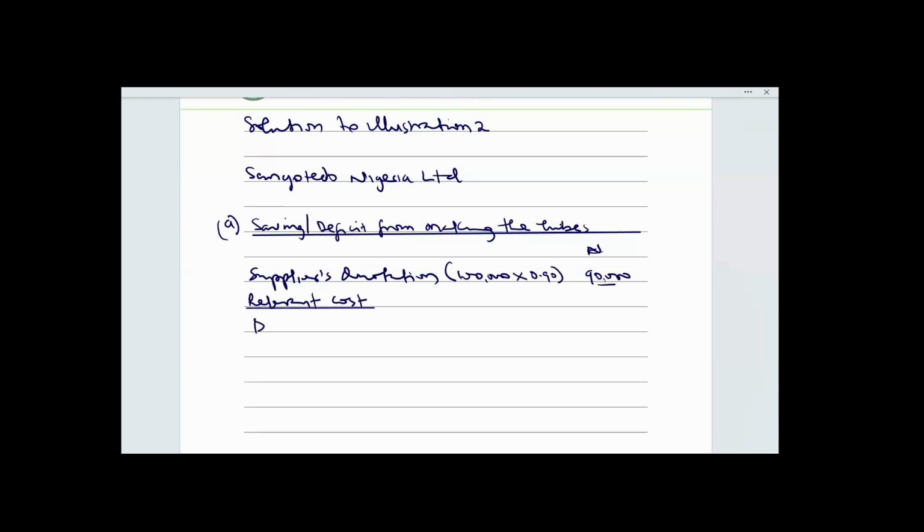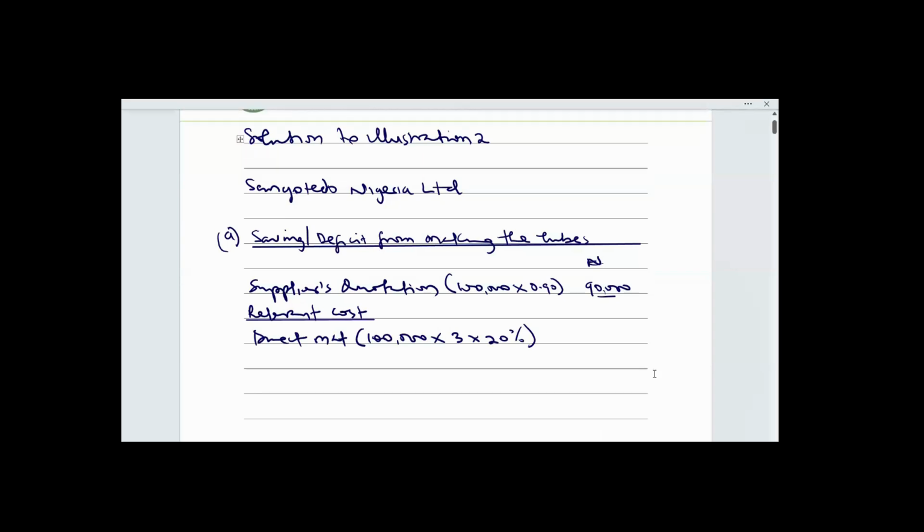So I would then say direct material: 100,000 boxes multiplied by, the examiner told us that direct material of 3 naira should be reduced to 20%. 20% of 3 naira is 0.60. Let me do it this way: multiply by 3 naira, multiply by 20%. Bring out the calculator.